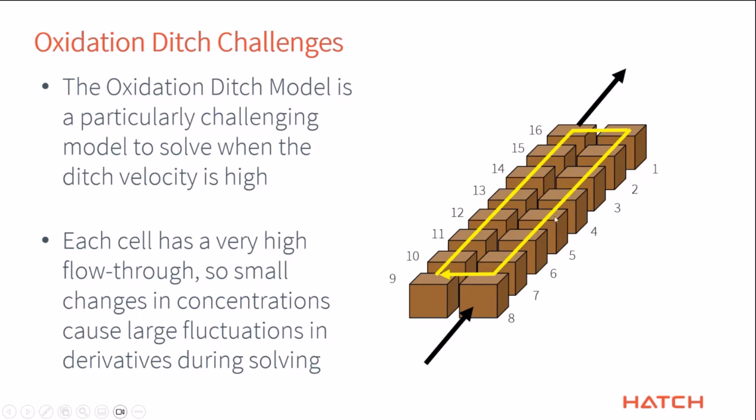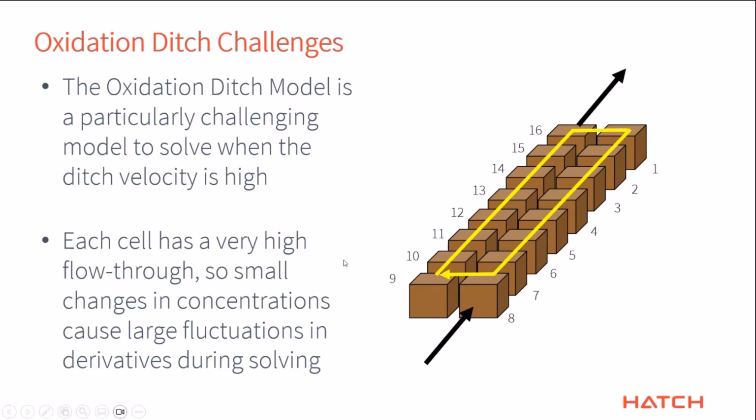So if you grab one of these cells that we're solving for, the concentrations in just one of these zones here, flow through is actually very, very high compared to the volume of it. It might be a residence time of something like a minute. So we find that a little bit challenging.